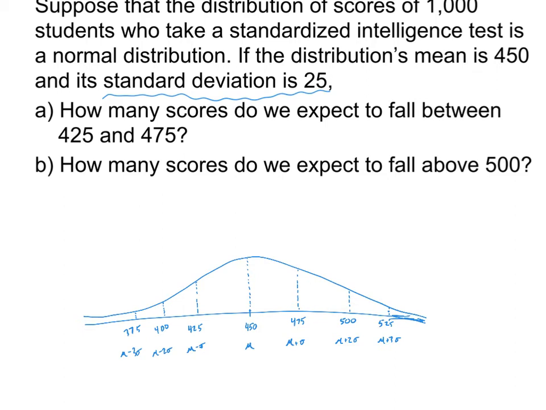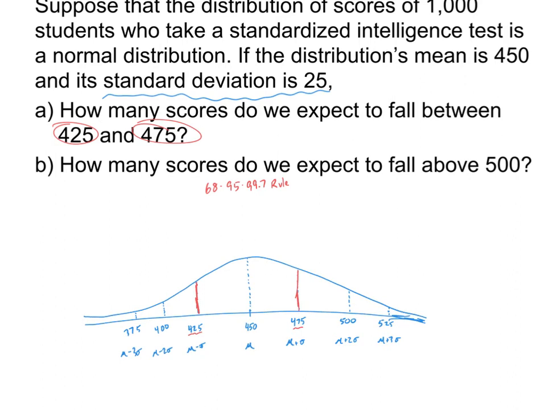All right, now we apply the empirical rule. I'm going to write it down again. We're going to apply the 68, 95, 99.7 rule, or the empirical rule. The question says, how many scores do we expect to fall between 425 and 475? All right, so where's 425? It's right there, this line here, and 475 is right there, that line like that. How much of the data falls there?